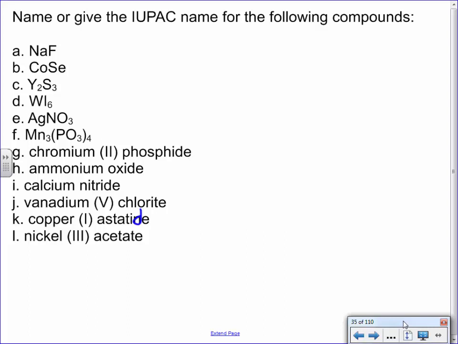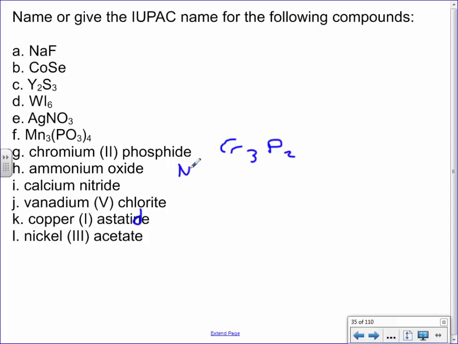Okay, these ones here maybe I'll write down just because it's easier to write them. Going the other way is probably a little bit easier here. Chromium 2 phosphide. I need a chromium. I need a phosphorus. The question now is, how many of each do I need? Well, phosphorus has a 3 charge. Chromium has a 2 charge. So I'll have to put a 3 here and a 2 here to make it work. That'll be chromium 3 phosphide.